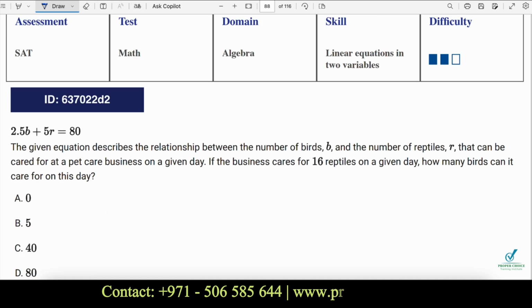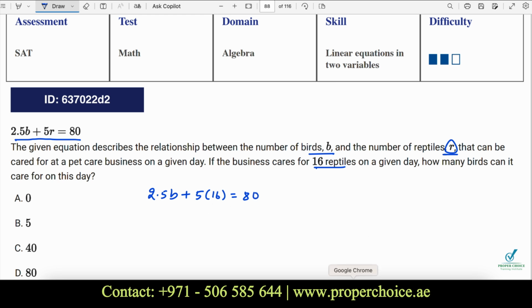Next question is, the given equation describes the relationship between the number of birds B and the number of reptiles R that can be cared for at a pet care business on a given day. If the business cares for 16 reptiles on a given day, how many birds can it care for this day? So basically the R value is 16. You simply need to substitute in this equation and solve for B. That becomes 2.5b plus 5 times 16 is equal to 80.